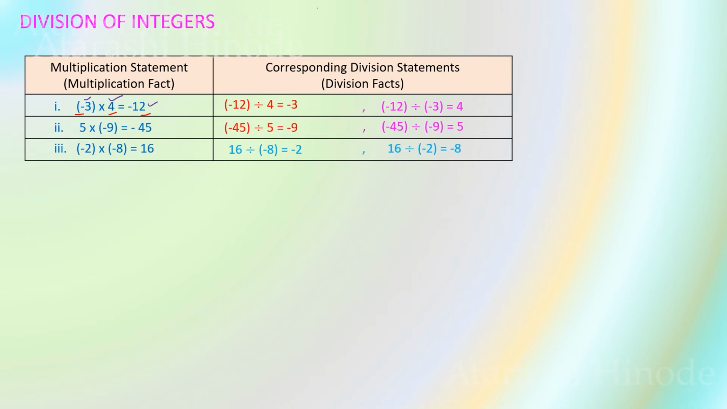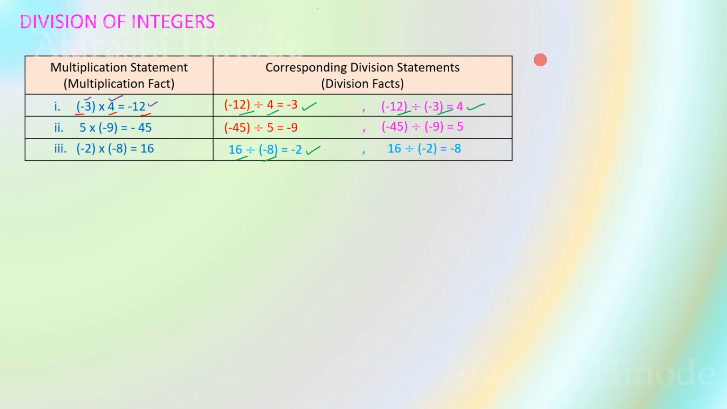Here are the division facts for the other two. From these division facts, we observe that when a negative integer is divided by a positive integer, we get a negative integer. When a negative integer is divided by a negative integer, we get a positive integer. And when a positive integer is divided by a negative integer, we get a negative integer. What we have done for the multiplication of integers, the same we do for the division also.